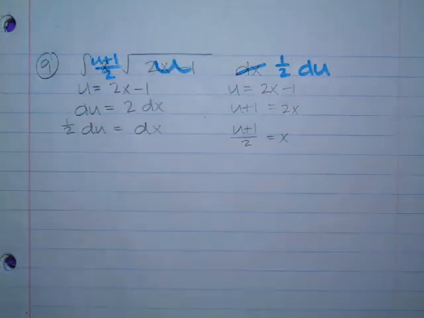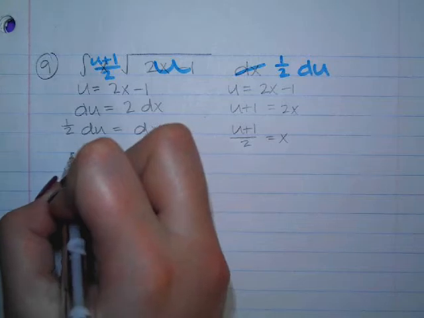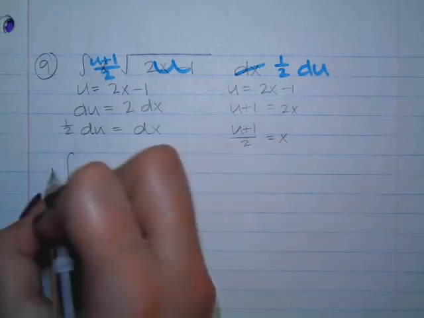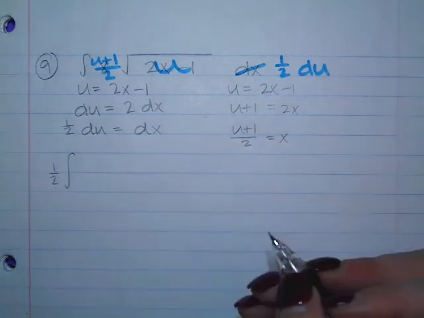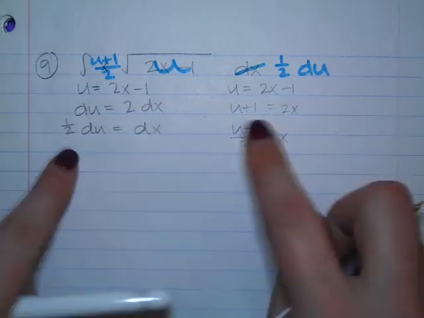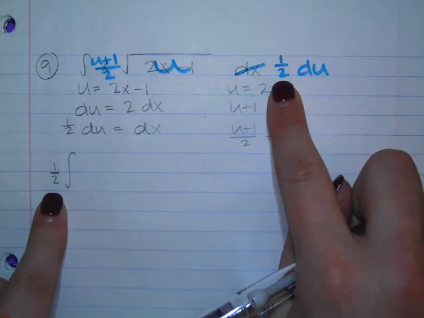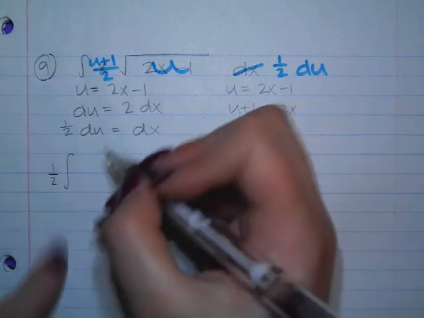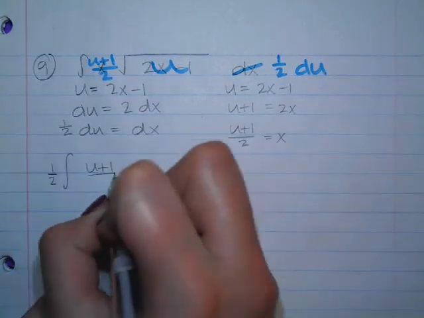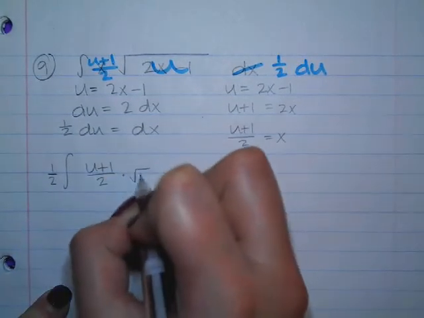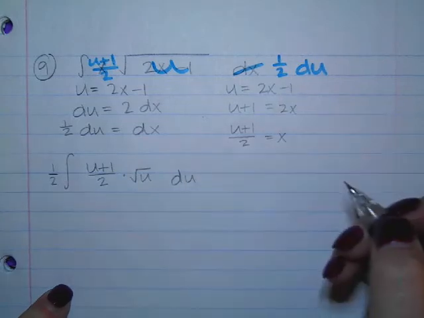Okay, so what I have is the integral. I've got 1/2. That's from the du. So this 1/2 I wrote in the front is from this right here. Why do you write that? Just because I like to move my numbers to the front. Okay. And then I have a u plus 1 over 2, and I have a square root of u, and I have a du.